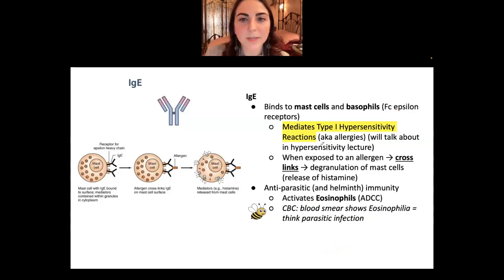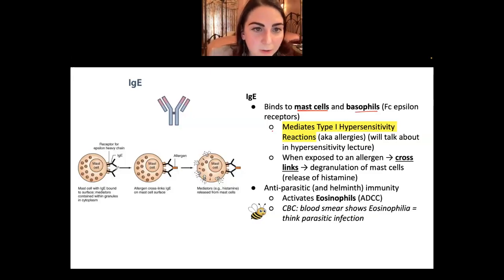We're going to talk about this with hypersensitivities next week, but this is what mediates type 1 hypersensitivity. Type 1 hypersensitivity is basically just allergies, like seasonal allergies. If you know anyone that has seasonal allergies, they have tons of mast cell degranulation, tons of basophil degranulation, tons of IgE present. And I like this picture here: mast cells and basophils have IgE on their surface.